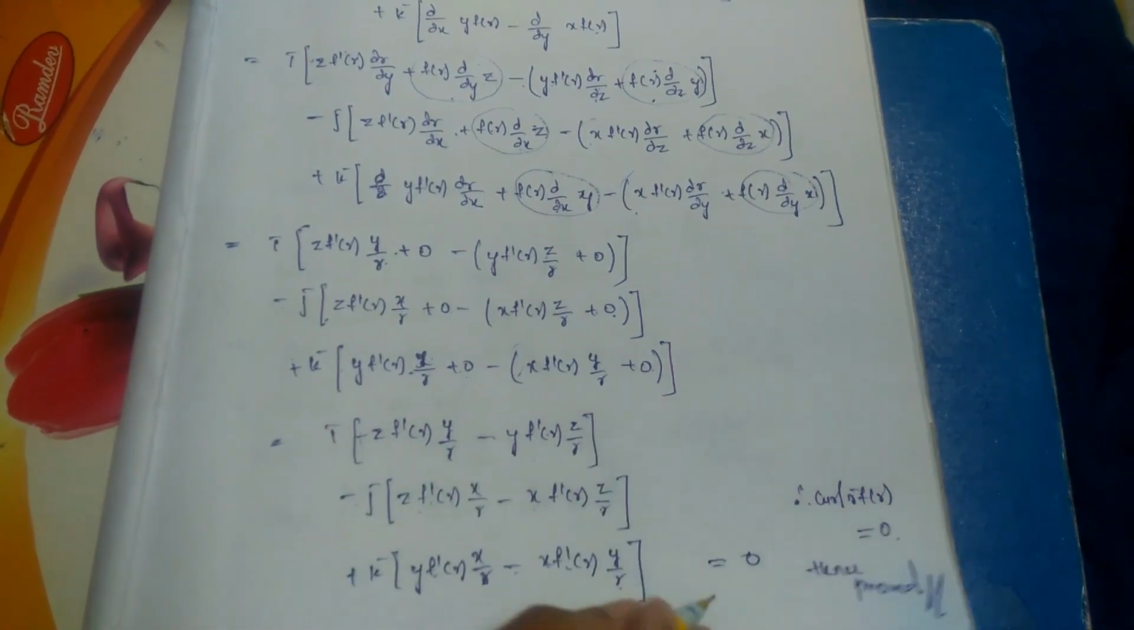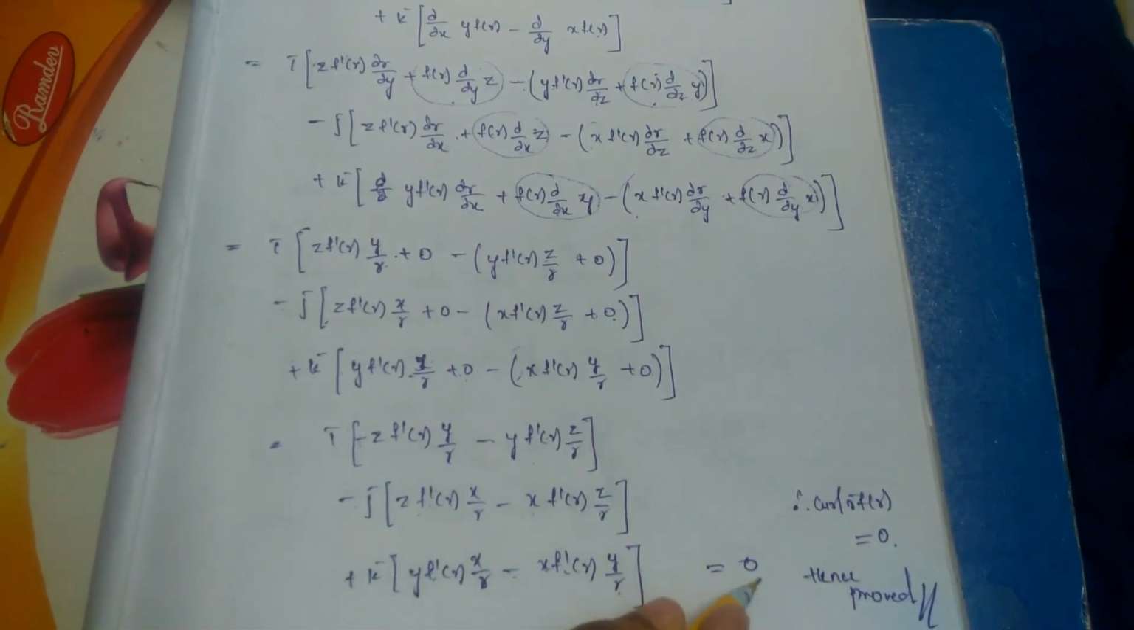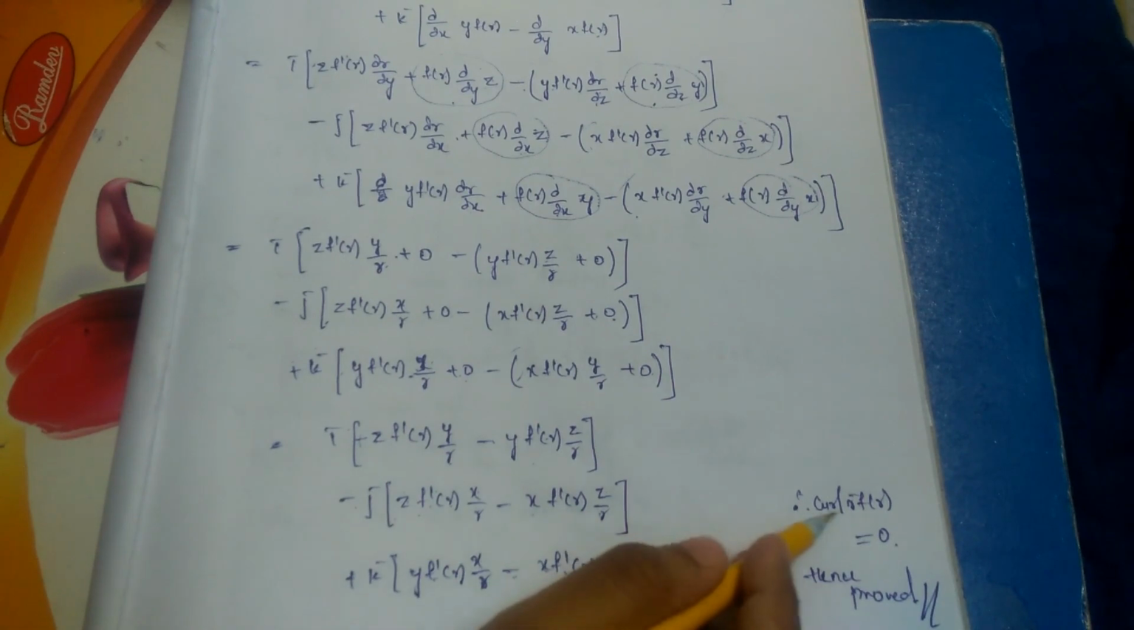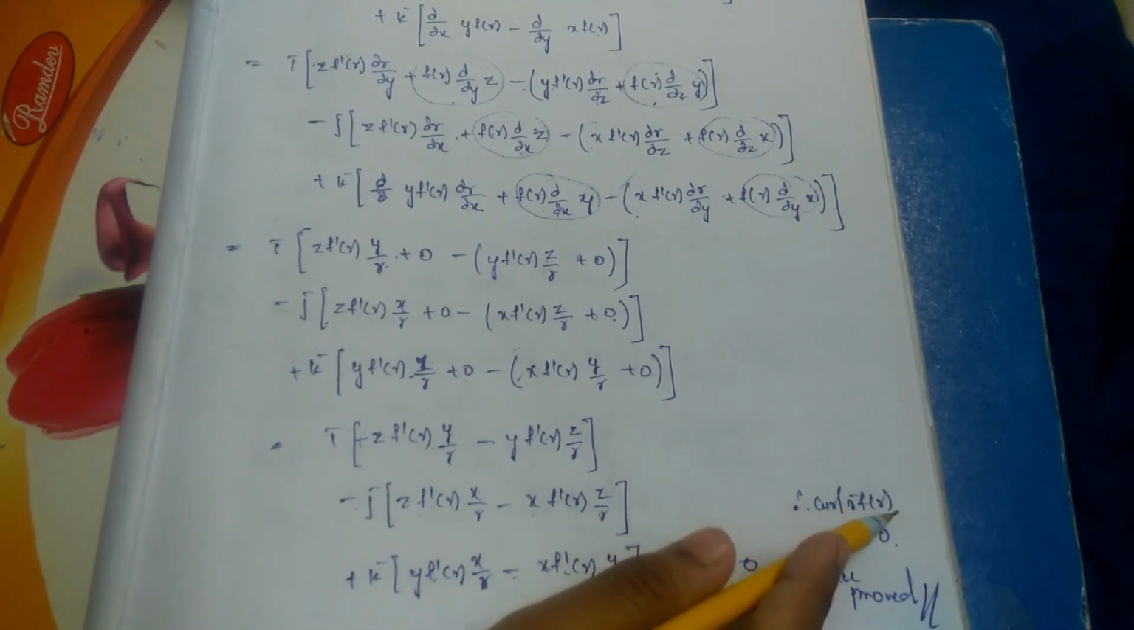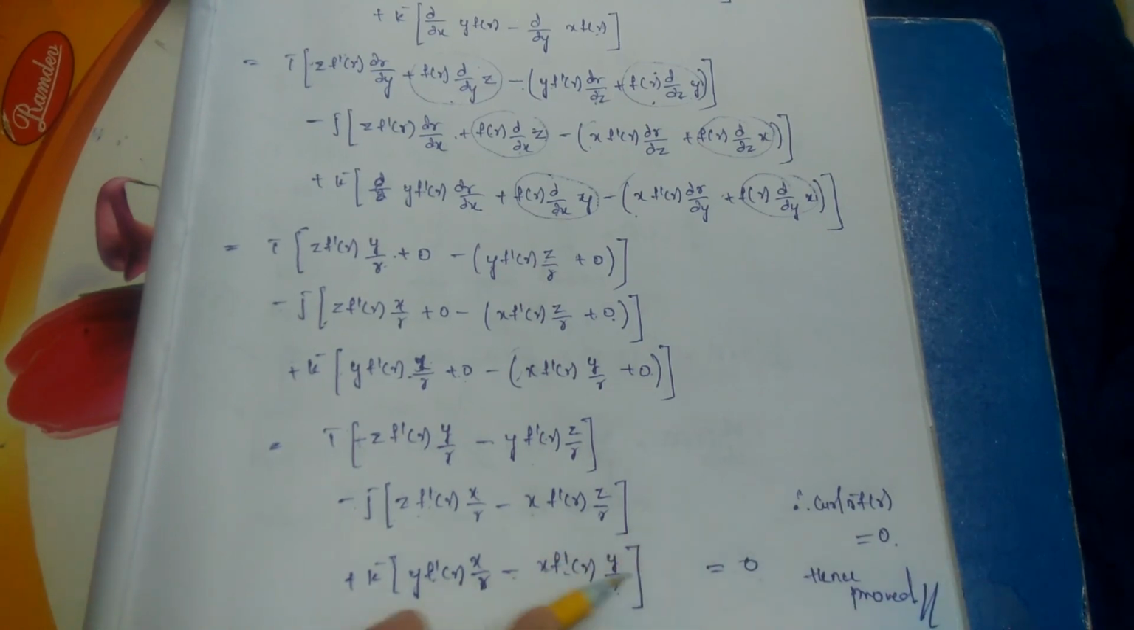So we get 0 i bar minus 0 j bar plus 0 k bar, which is nothing but 0. Therefore the curl of the vector r bar f of r is equal to 0, hence it is proved that it is irrotational.